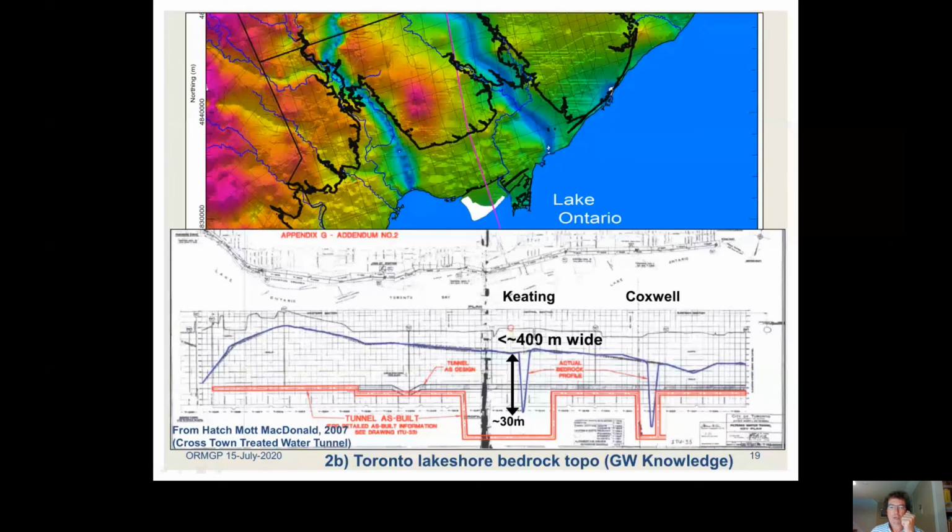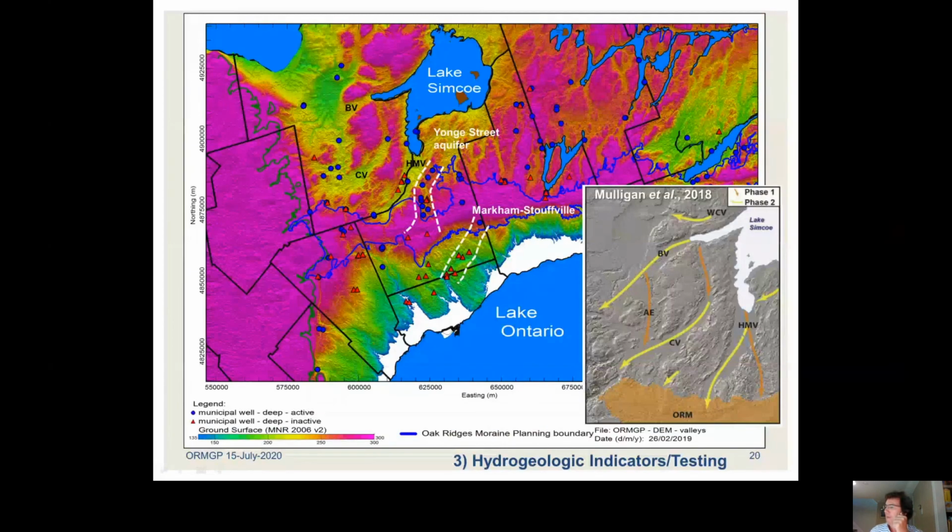their tunnel. And in general, that's informing us that these channels, so running along the Keating Channel and out Coxwell near the old racetrack, we're looking at less than 400 meters wide and maybe 30 meters deep in these areas. So we're trying to collect information from any source that we possibly can, any and all sources that we possibly can. And briefly, hydrogeologic indicators.